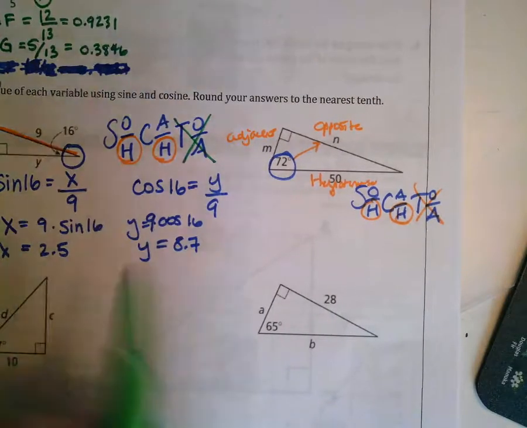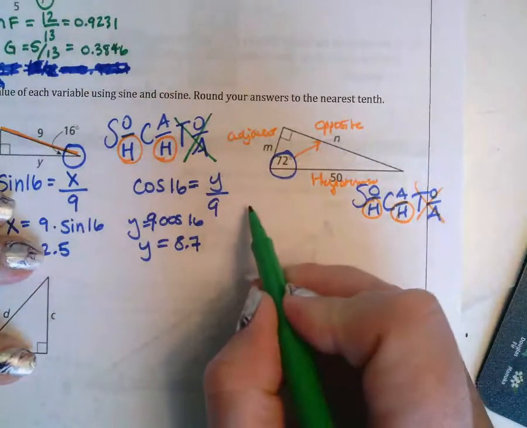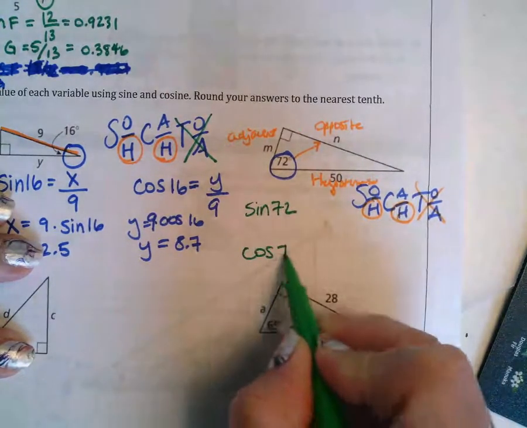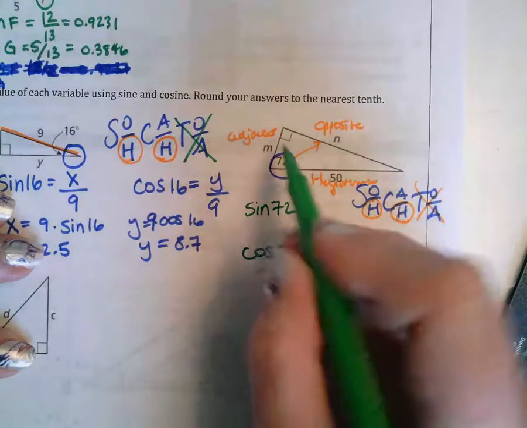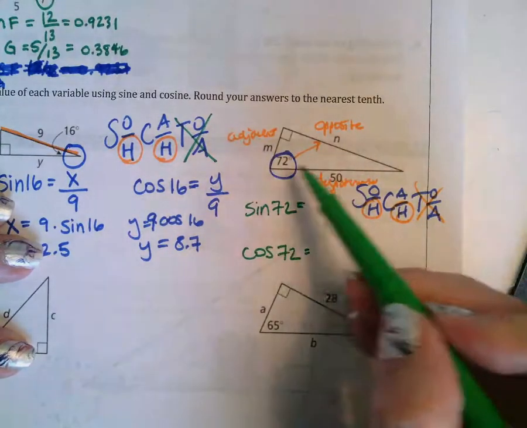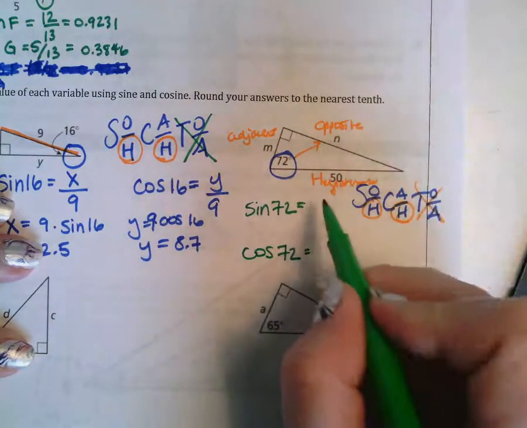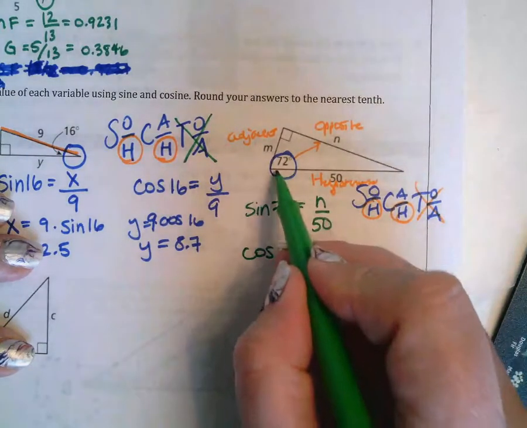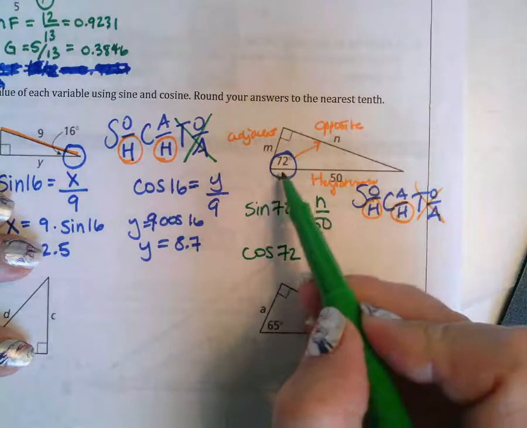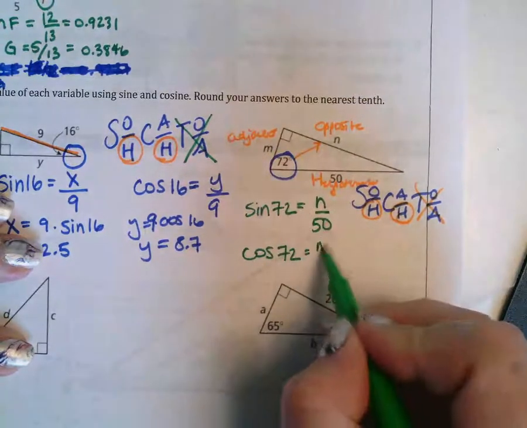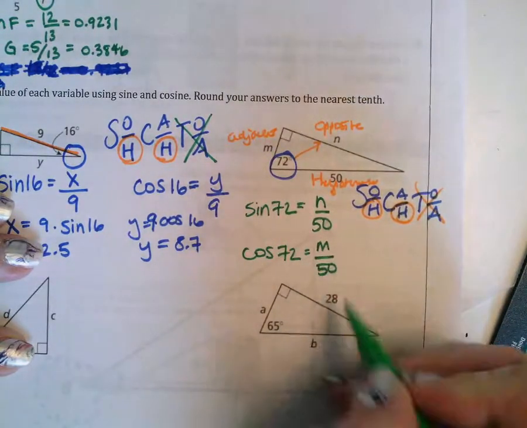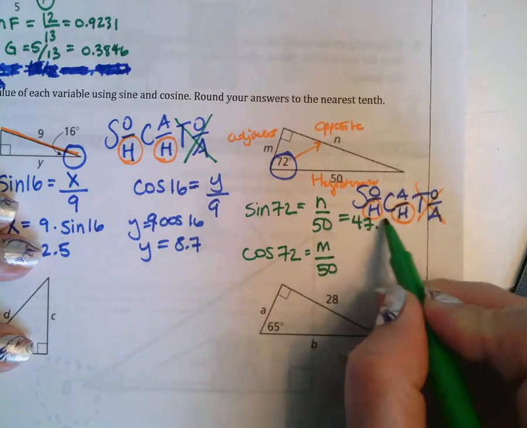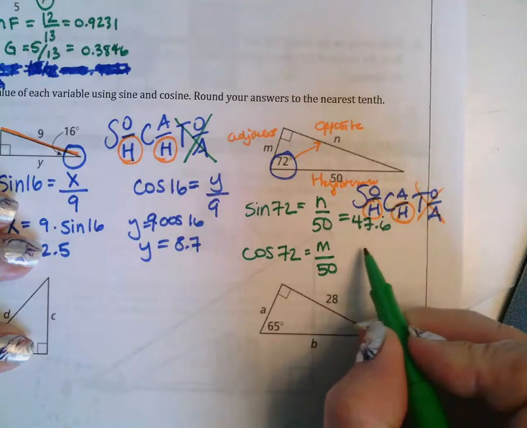We're into the next lesson at this point. So sine 72 and cosine 72. So sine 72 is going to equal opposite, which is your n, over 50. Cosine 72 is going to equal your adjacent, m, over 50. And then once you solve these, you'll have 47.6 and 15.5.